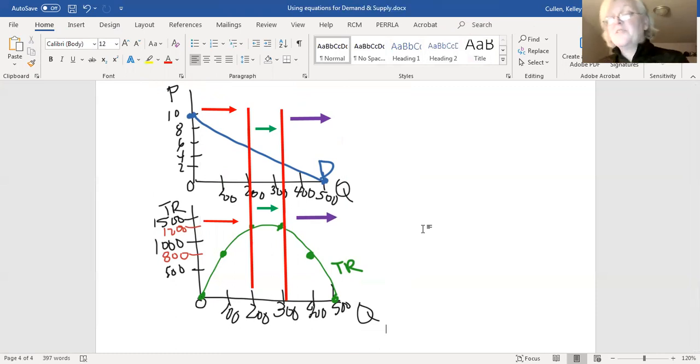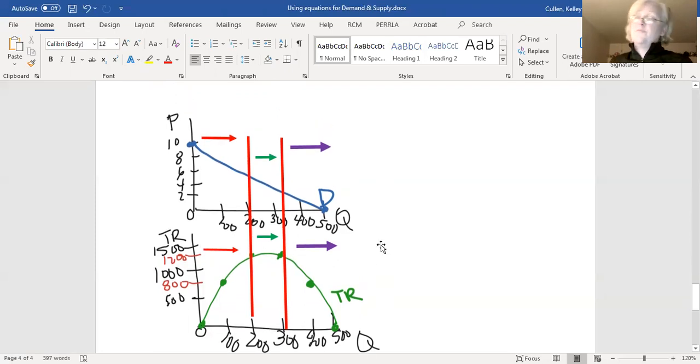Okay. So now you can see the three regions as they relate to elasticity. So this upward sloping part, elastic, flat part, unitary, falling part, inelastic. And that relates to the elasticity along a demand curve. Go back and watch that lecture if you don't remember that. Okay. So there you go.